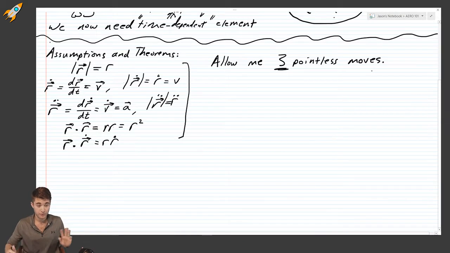Alright, so you're allowing me three pointless moves. You're going to have to keep in mind all this stuff. The magnitude, right? If I want to do the magnitude of the vector, all I have to do is draw the symbol that represents the vector without the arrow, and then it's exactly the same at that point. You see, I do that here, I do that here, and I do that here.